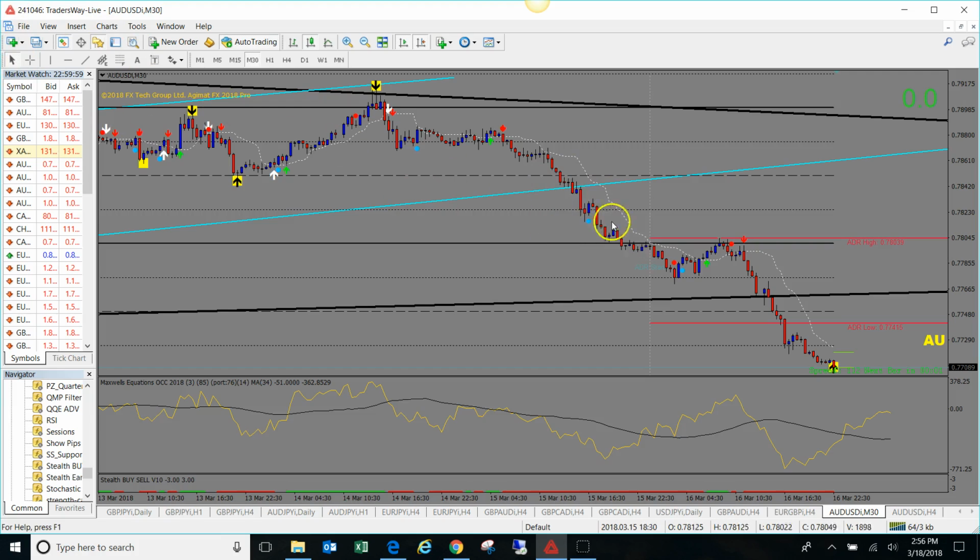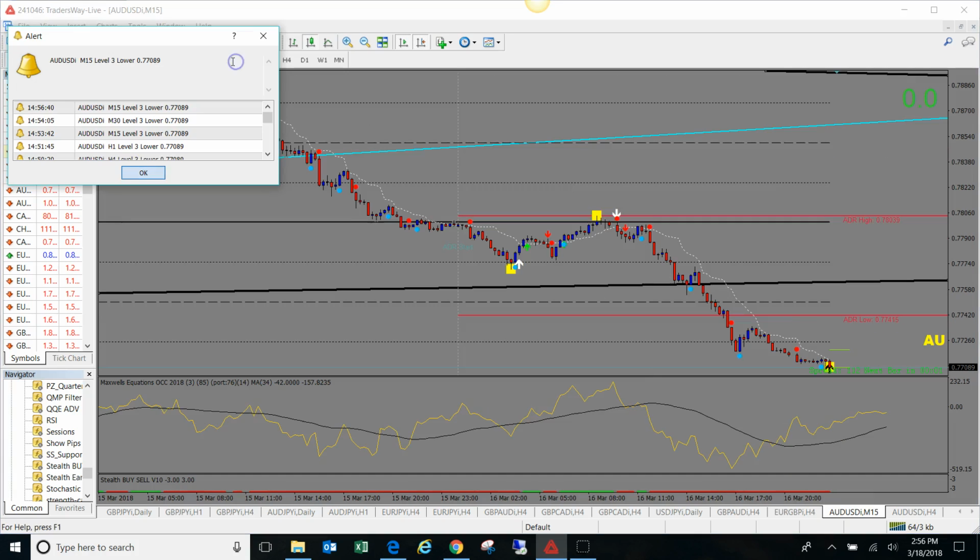And let's see. You can see it broke this. It did come back and retest. You see it wicked it, and then it just dropped. So that would have been like 130 pips right there, and that's on the 30-minute.